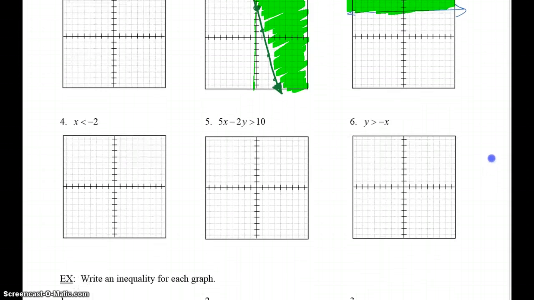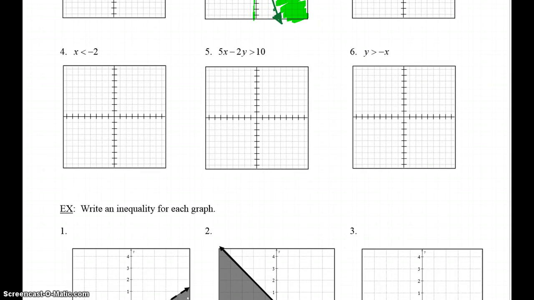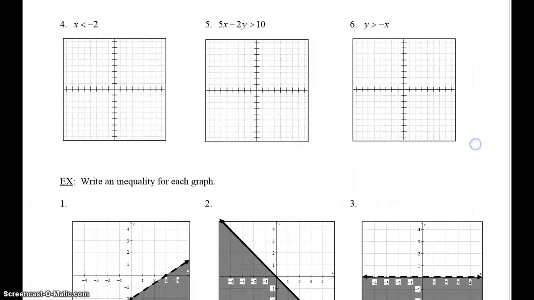Okay, number 4, x is less than -2. If y equals something is a horizontal line, x equals something is going to be a vertical line. So we'll start by graphing it just like that. It's going to go through the point -2 on the x-axis, but this time we're going to have a dotted line because it's just less than. It doesn't have the "or equal to." And it says we want all the numbers that are less than. Where are the lower x's? Where are the numbers that are less than -2? To the left.